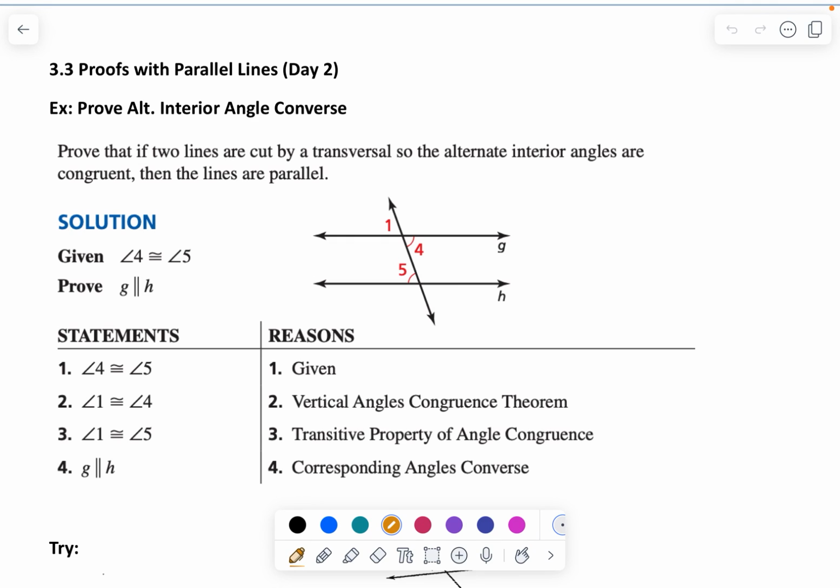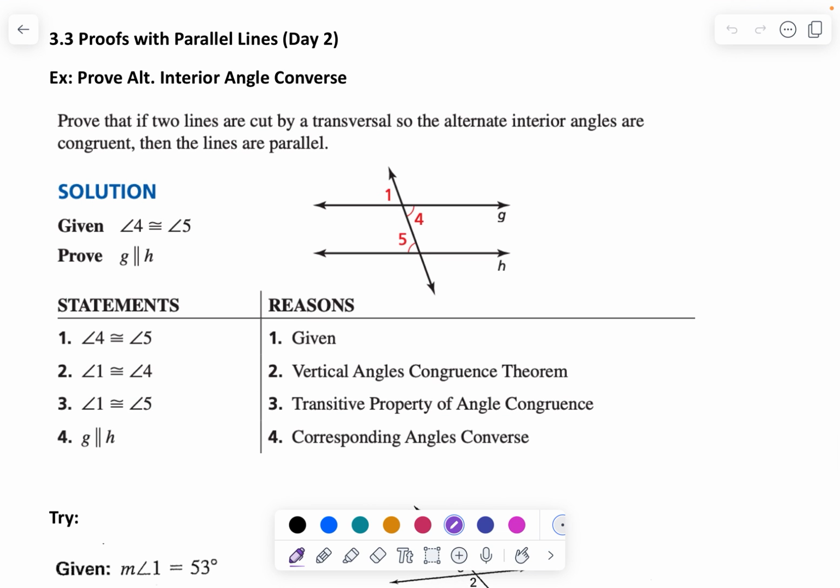Here we are, day 2 on section 3.3, and as promised, we're going to focus on the proofs today. In the previous day of notes, we walked through 1. Today, we're going to read through 1 and then also try some of our own. So, this is a proof of the theorem.